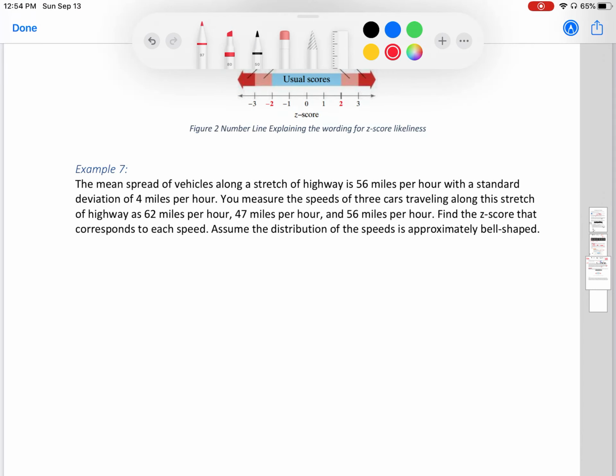Example 7. The mean speed of vehicles along a stretch of highway is 56 miles per hour, with a standard deviation of 4 miles per hour. You measure the speed of 3 cars traveling along this stretch of highway at 62 miles per hour, 47 miles per hour, and 56 miles per hour. Find the z-score that corresponds to each speed. Assume the distribution of speed is approximately bell-shaped.